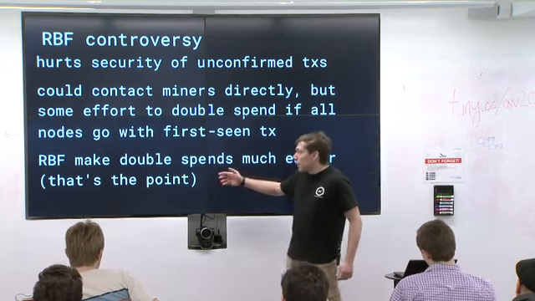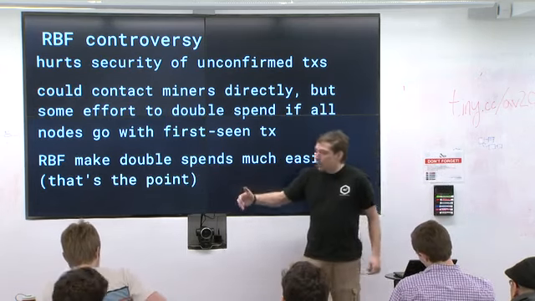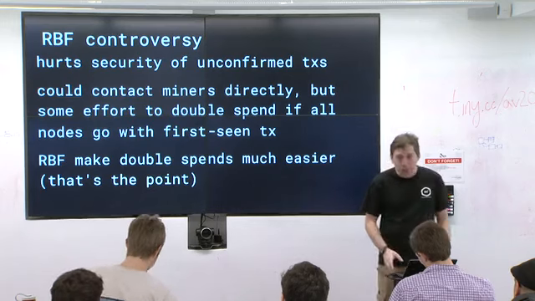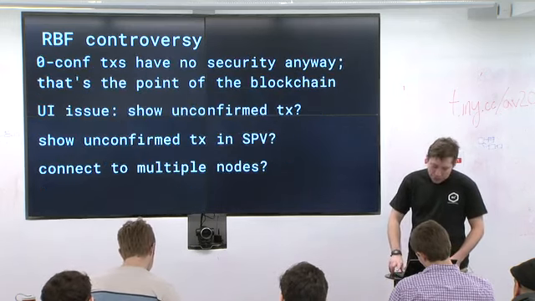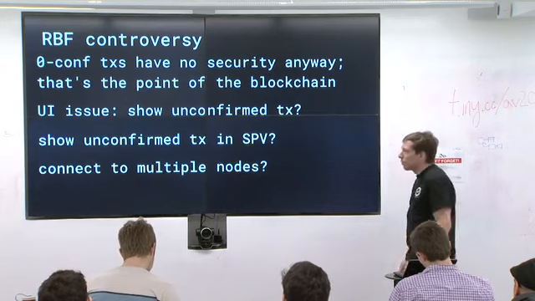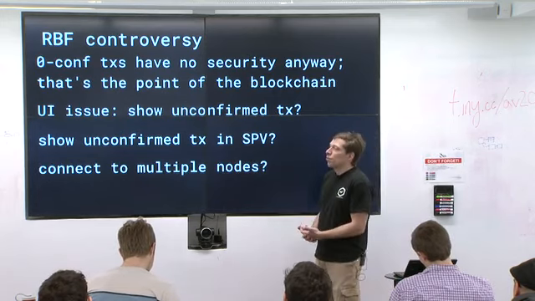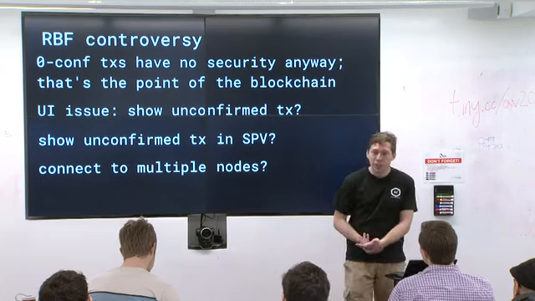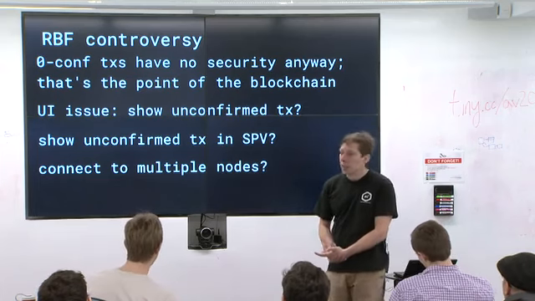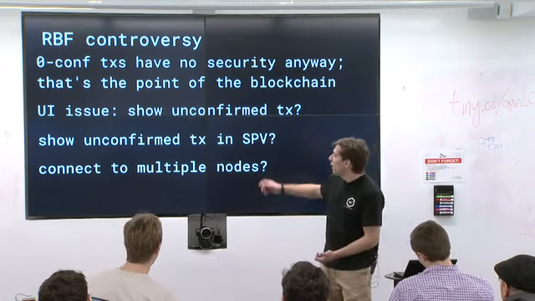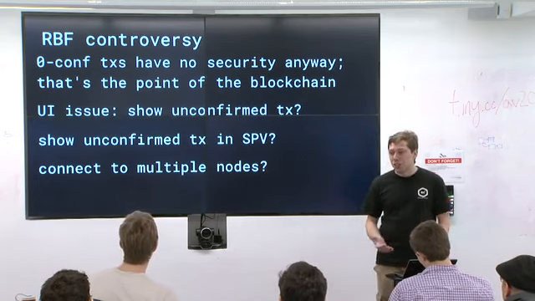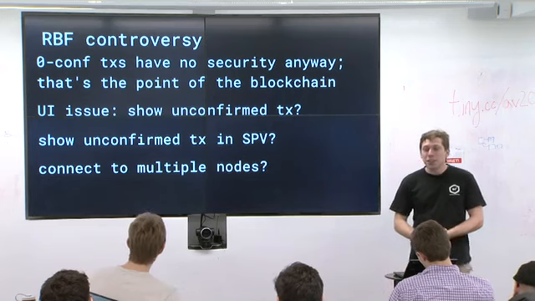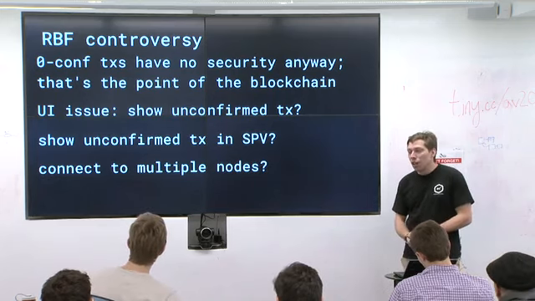And you cannot rely on network level consensus because there isn't any. And yeah, so to some extent, replace by fee does make the double spends easier to do. That's the point. But the thing is, it's not secure anyway. So anyway, it's also a UI issue. Should you even show unconfirmed transactions? Almost all of the wallets do, even the SPV ones. And the SPV ones have no idea if it's even valid or has a valid signature, since they can't even check signatures, right?